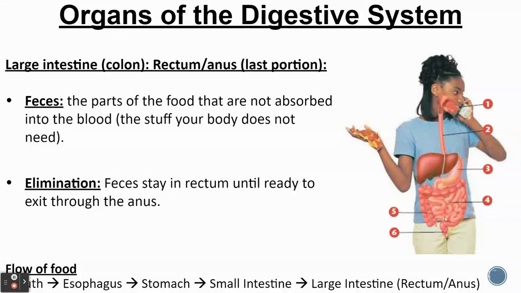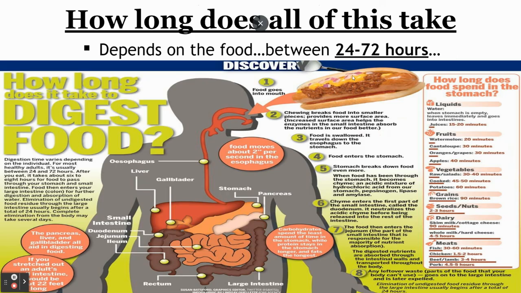Once your food is sort of ready to come out through elimination, through the rectum and anus, we call it feces at that point. It's essentially the parts of the food that you don't need at the moment that aren't absorbed into the blood and you just need to get rid of through the process of elimination. So how long does all this take? This takes generally between 24 to 72 hours. It varies depending on what type of food you've eaten, your health at the time. A variety of factors affect this, but about 24 to 72 hours.